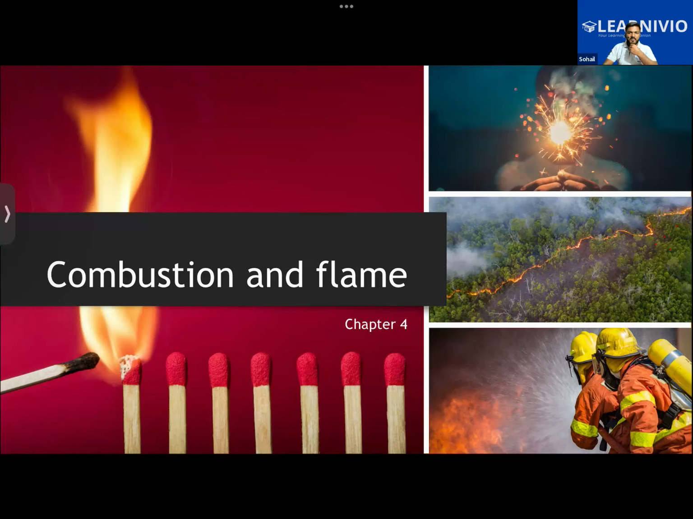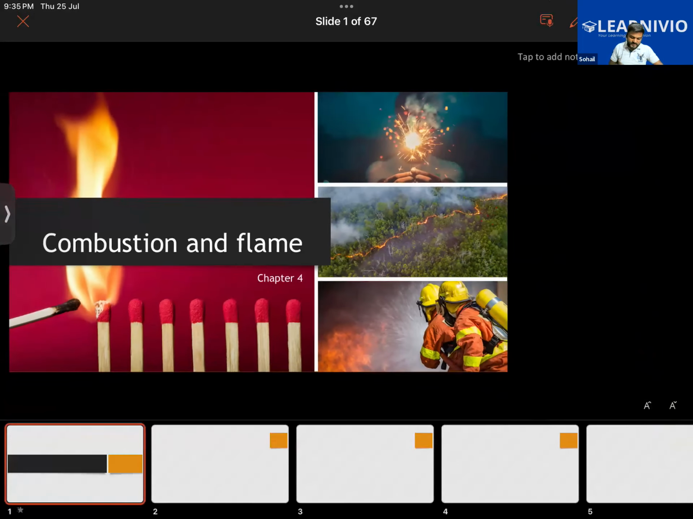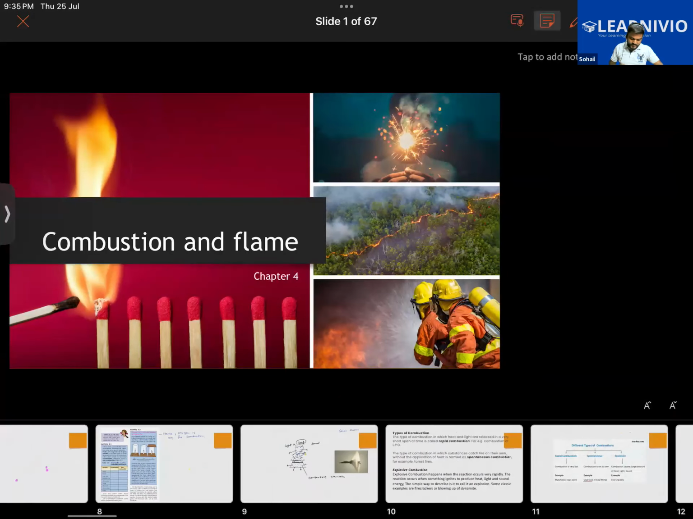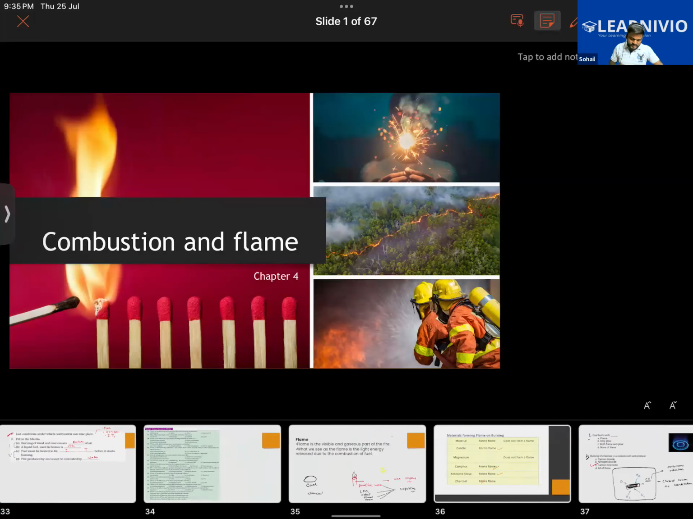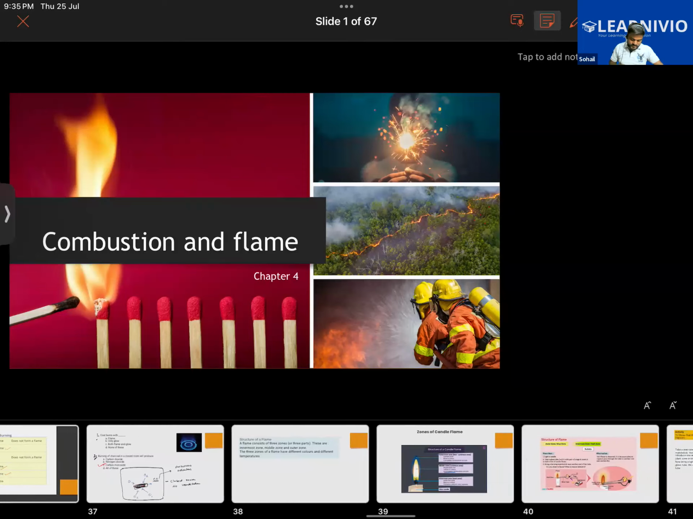So, the chapter combustion and flame, we have learned the major things in the chapter. So today we'll be trying to conclude the chapter. Okay. So far the different things which we have learned in the chapter, do you have any doubts in the concepts, about the process, about the fire extinguishers, about the flame?